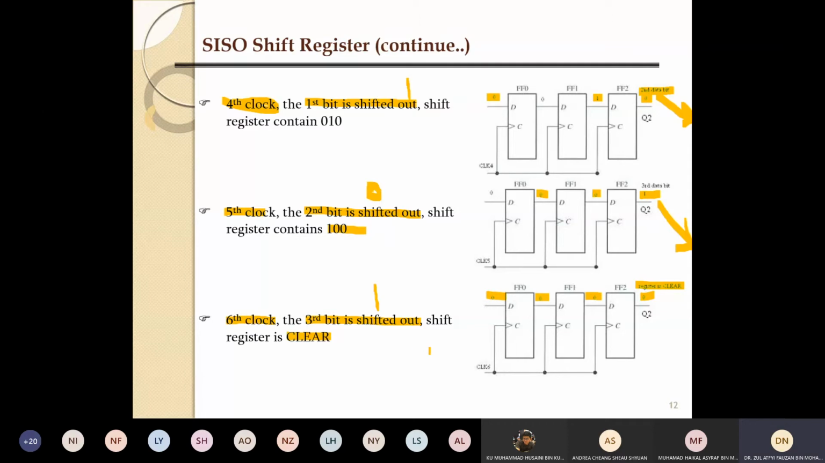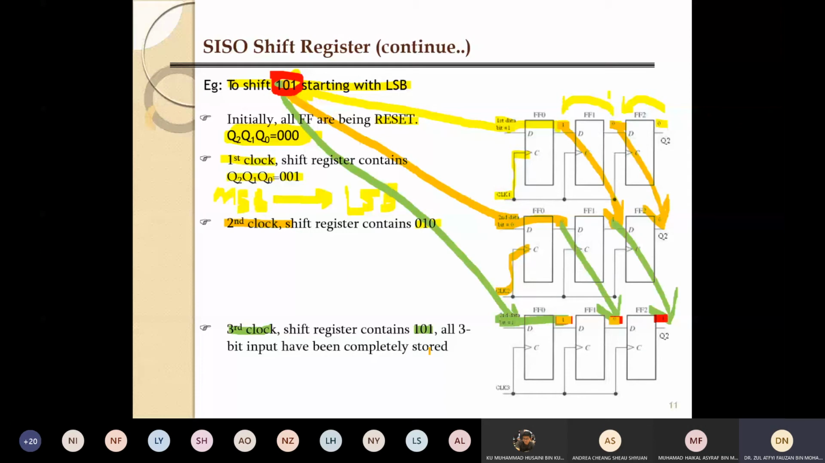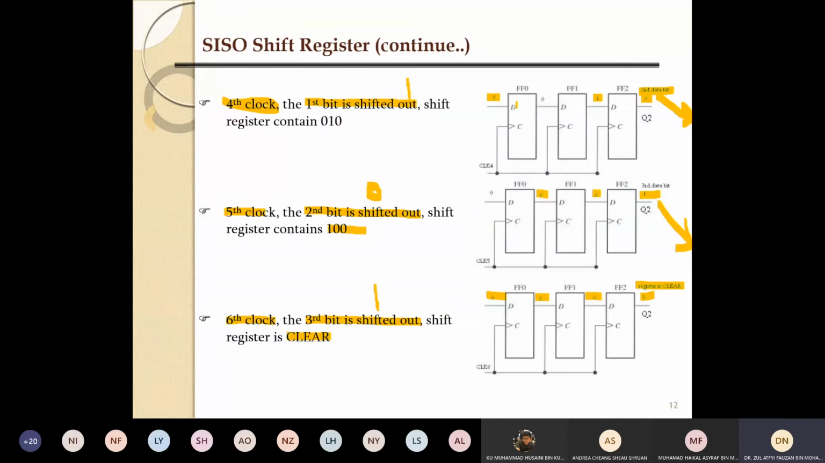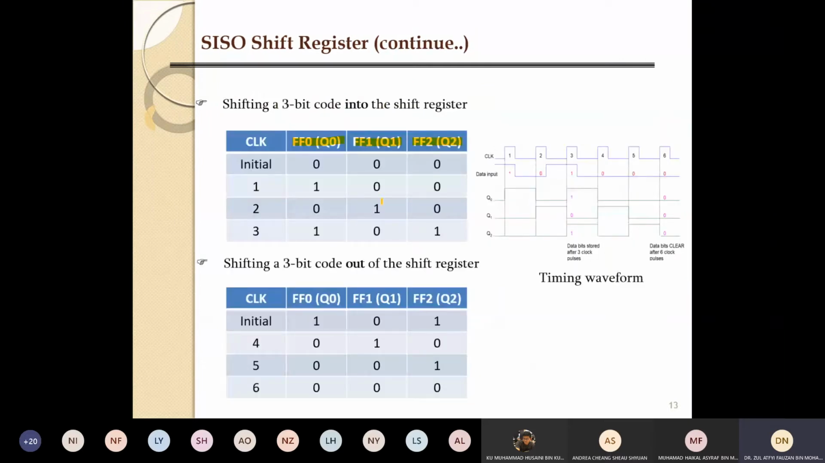So this is an example of the data movement for a 3-bit input, which is 101, for a 3-bit shift register, SISO. This is the table and the waveform, showing a 3-bit code shifting into the shift register. Initially it is 0. This is the first flip-flop, second flip-flop, and third flip-flop: FF0, FF1, FF2, with outputs Q0, Q1, and Q2. But I write it in table form.